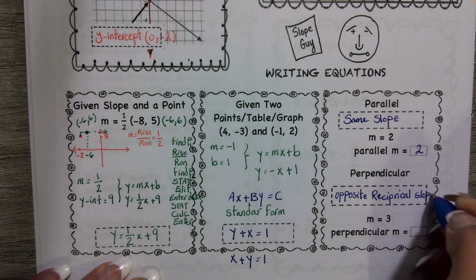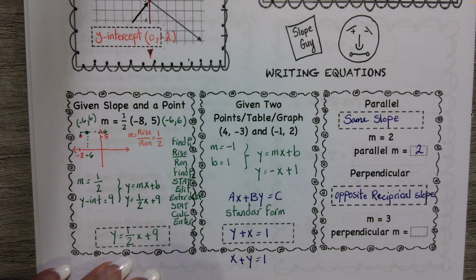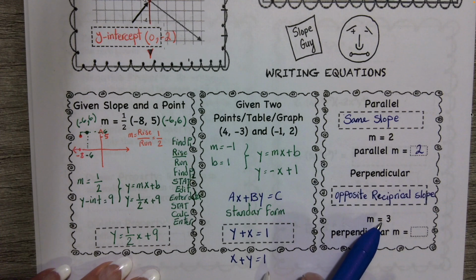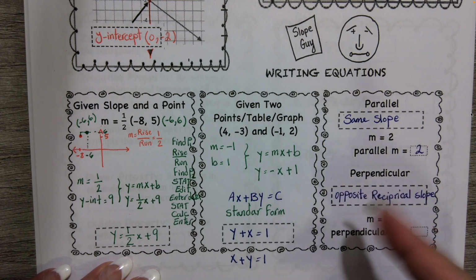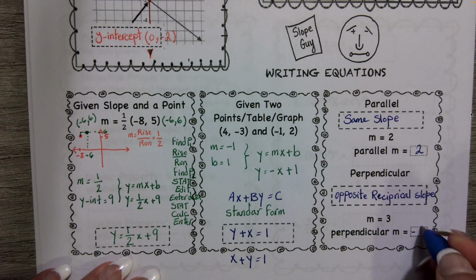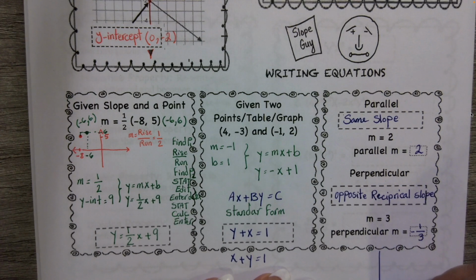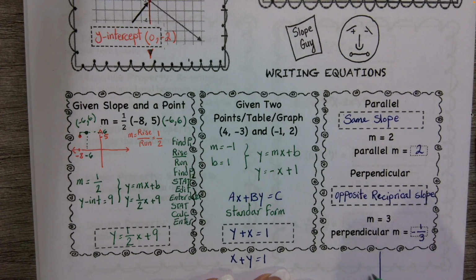So what does that mean? Opposite reciprocal slope. Opposite means that number should be negative, and reciprocal means you put 1 on top. You just flip it. So negative 1 over 3 would be the slope of the second line, which is perpendicular to the first line. Like this, if this is your line, the second line that is perpendicular is this line.